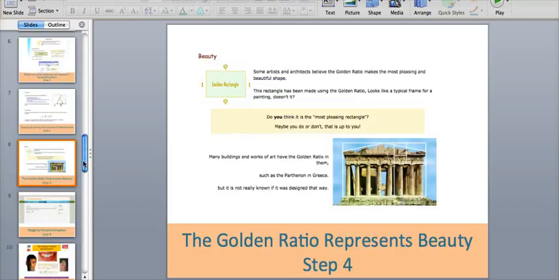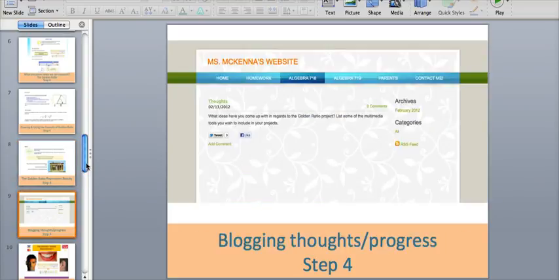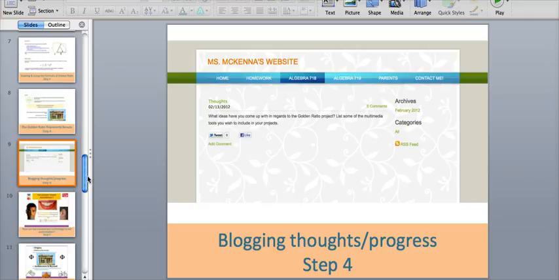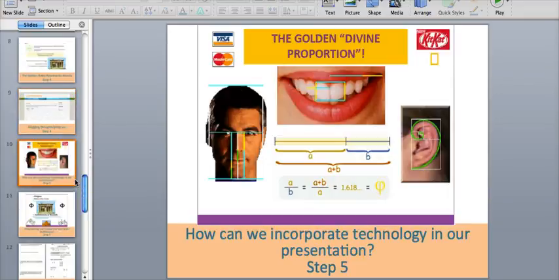This is also step 4, how the golden ratio represents beauty, and this is important for their unit because they are going to look for things that represent the golden ratio and figure out if it is beautiful. During the project, they will be able to use this blog found on my website. What ideas have you come up with in regards to the Golden Ratio project? List some of the multimedia tools you wish to include in your projects. And how can we incorporate technology in our presentation?